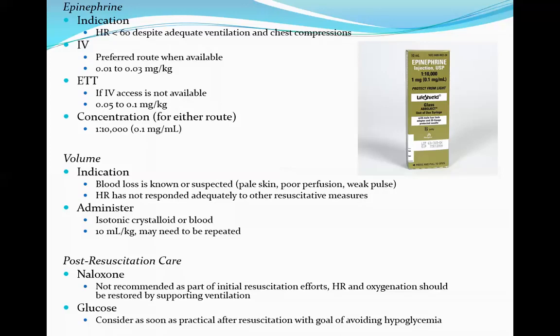There also are times when you need to administer volume. You consider blood administration if blood loss is known or suspected, if the patient has pale skin, poor perfusion, weak pulse, or by history you know that there's been bleeding. Also, if the heart rate has not responded adequately to your other resuscitative measures. For volume resuscitation, like we talked about, blood or isotonic crystalloid, typically starting at 10 milliliters per kilo, which may need to be repeated.